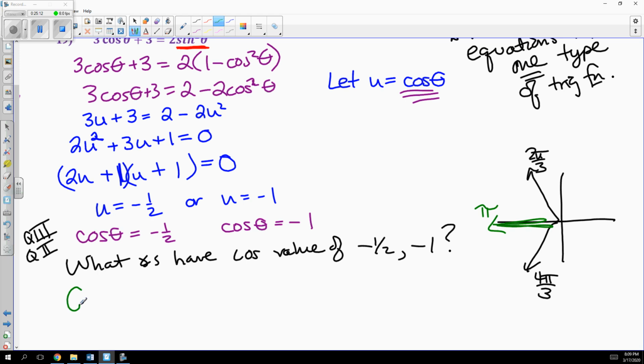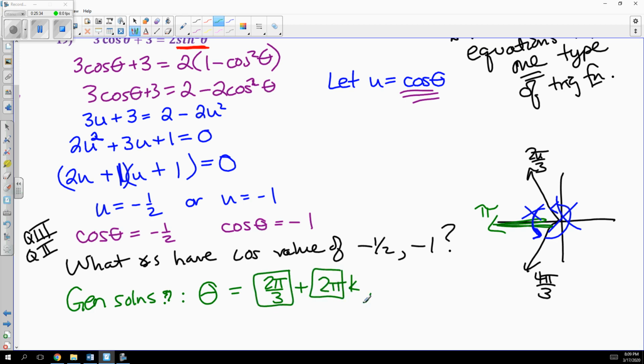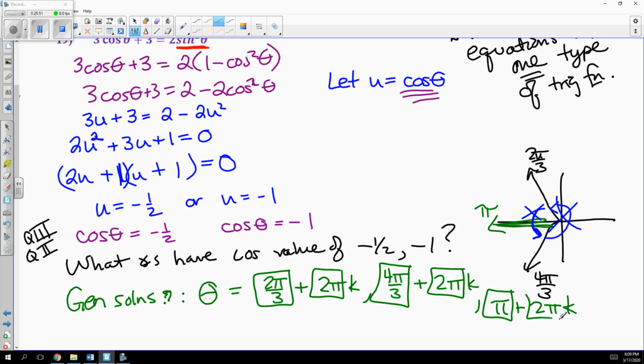Okay, so your general solutions: since you can't add a constant amount to get from 2 pi over 3 to 4 pi over 3 and then back again, that's no good. You're going to have to include both of them. So it's going to be theta equals 2 pi over 3 plus 2 pi k, right? That's going to be one thing. And also 4 pi over 3 plus 2 pi k. I know I didn't go from least to greatest. That's okay. And then also it's going to be pi plus 2 pi k, right? Odd multiples of pi. So you do, in this case, need the pi.